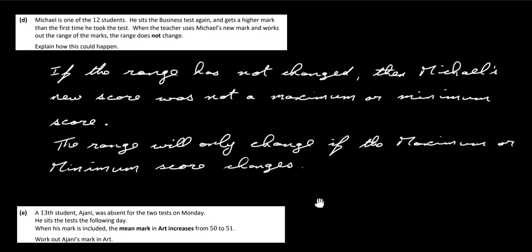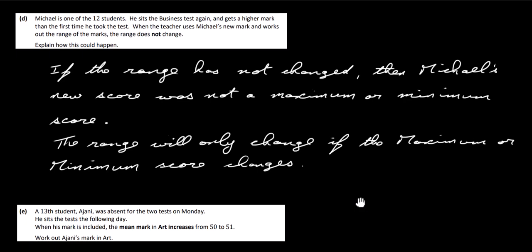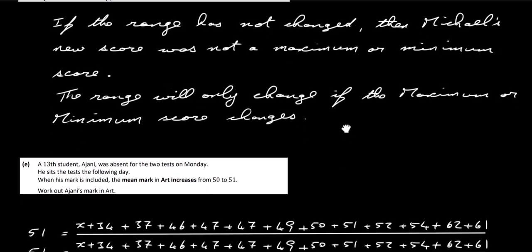Well, the range is determined by the maximum and the minimum value in the set of scores. So Michael's second score then wouldn't have been a maximum or a minimum. So what I'm saying here is if the range has not changed, then Michael's new score was not a maximum or a minimum score. The range will only change if the maximum or minimum score changes.